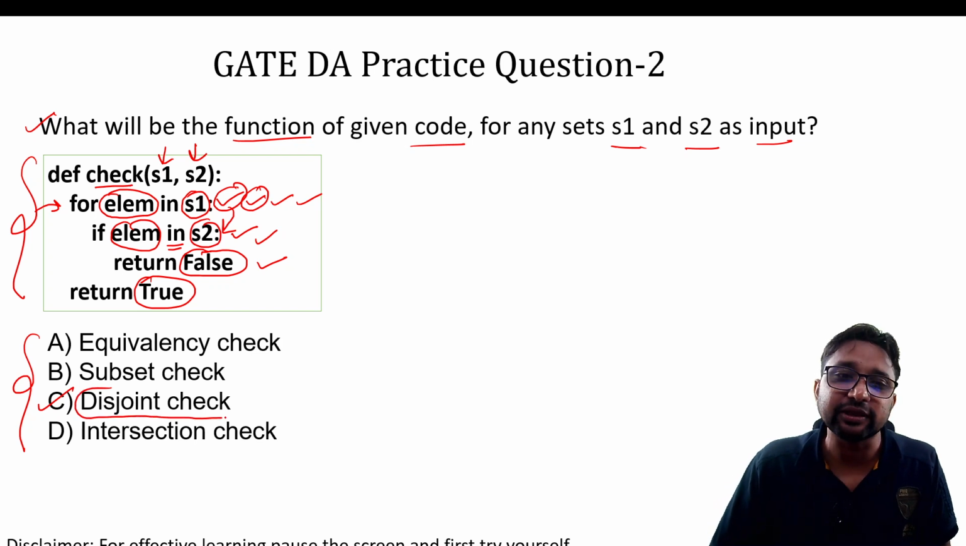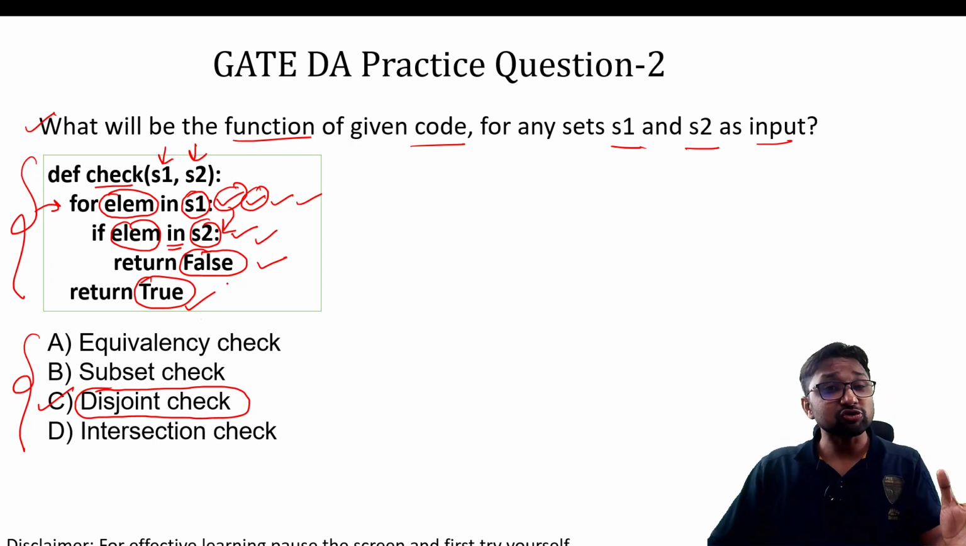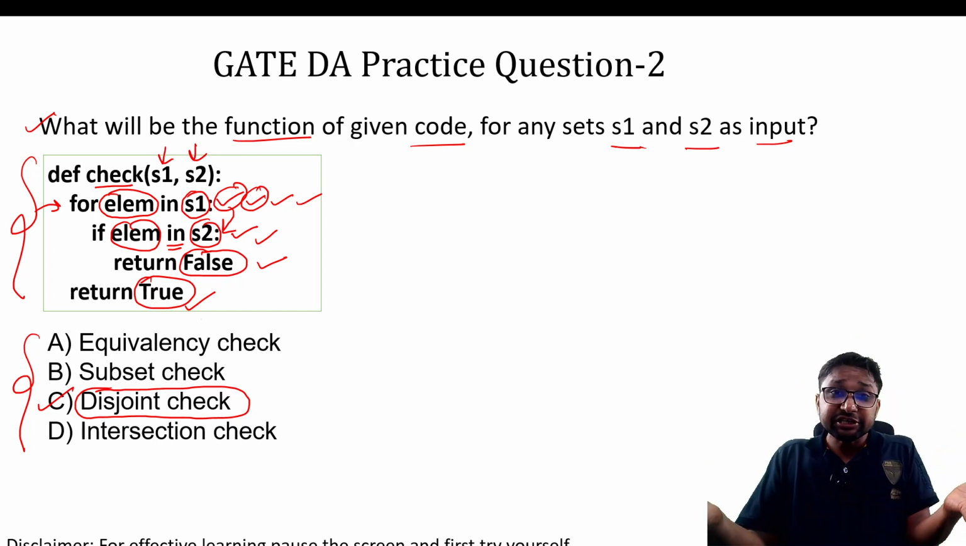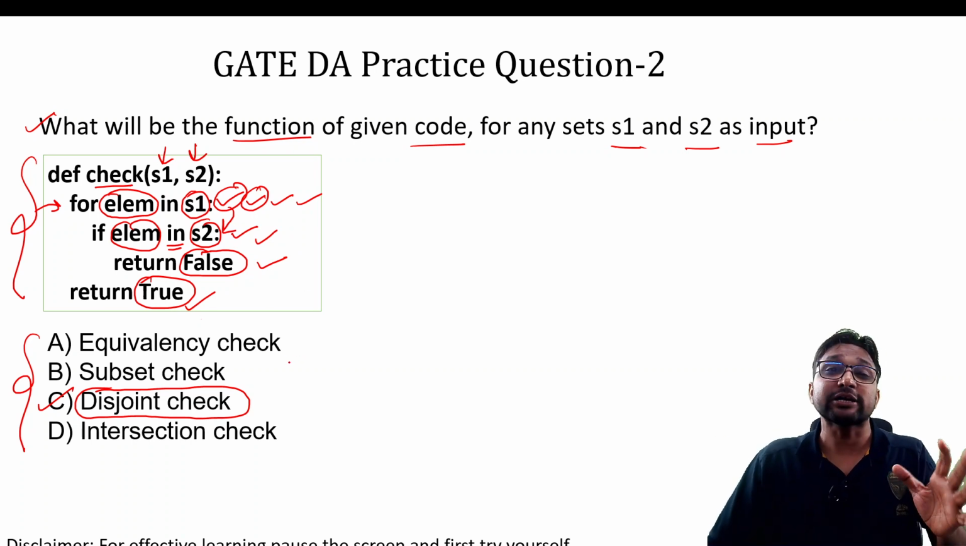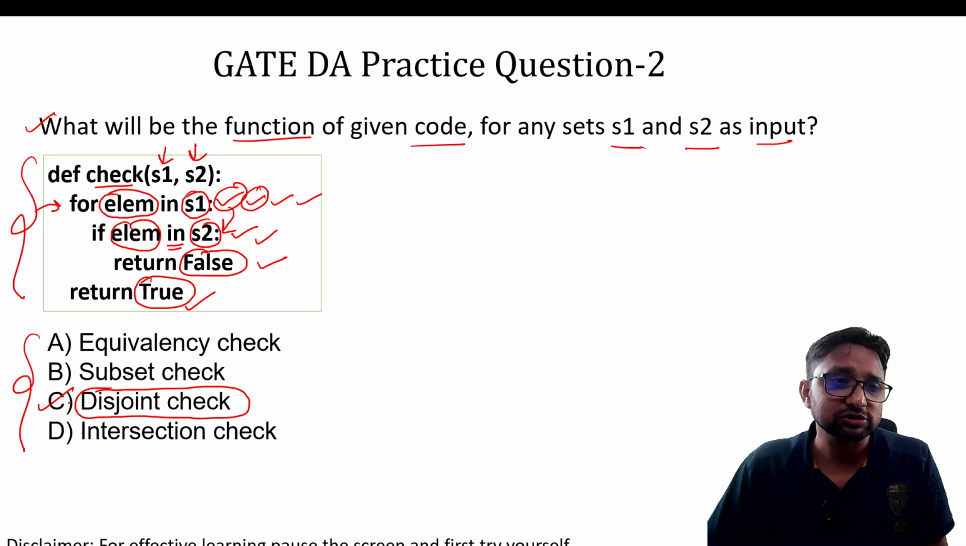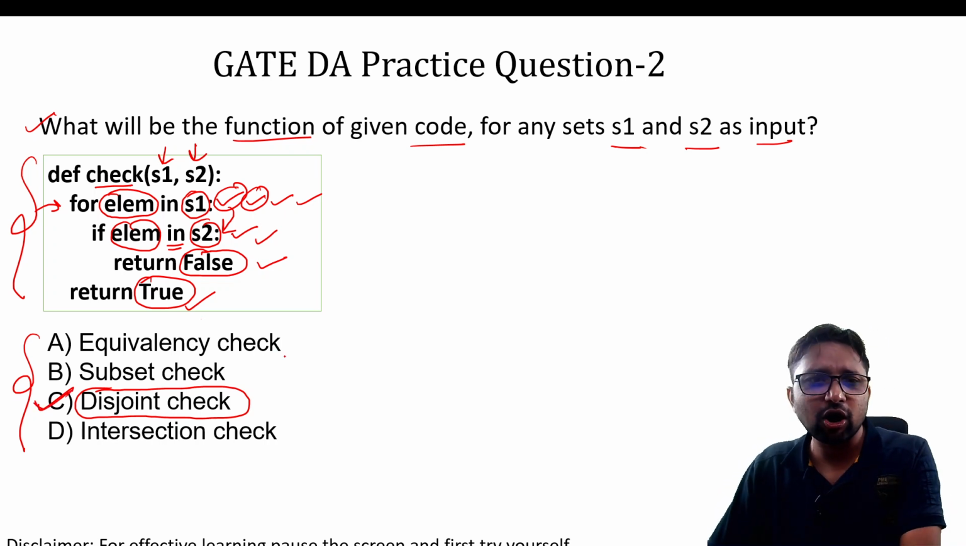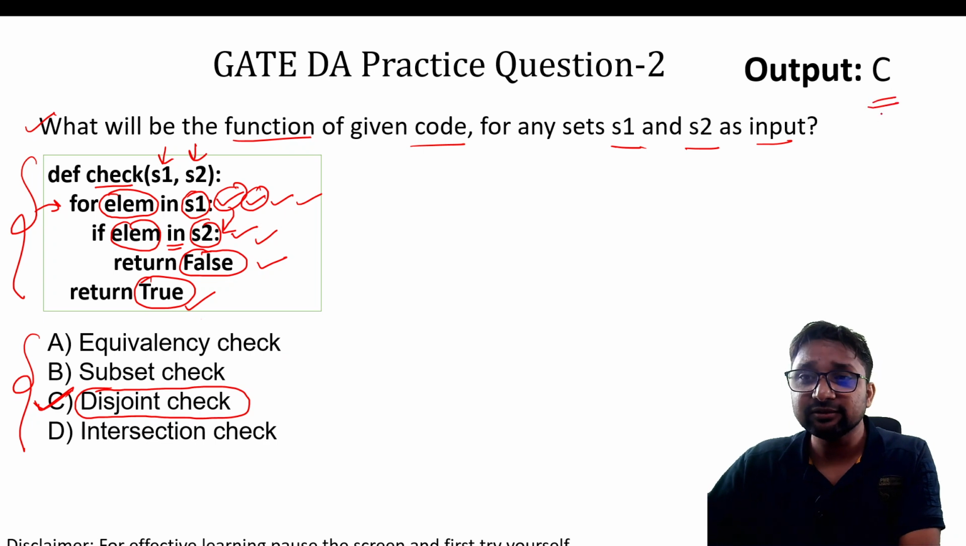So C must be the right answer. We are returning true if elements of S1 and S2 are not matching. If even a single element is not matching, it means these two sets are disjoint sets. So C will be the right answer over here. Fine, okay, let's move on now. Yeah, C is the right answer.